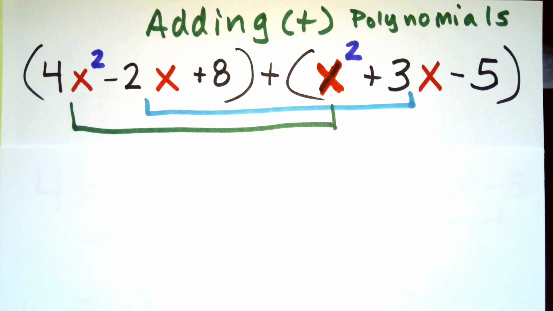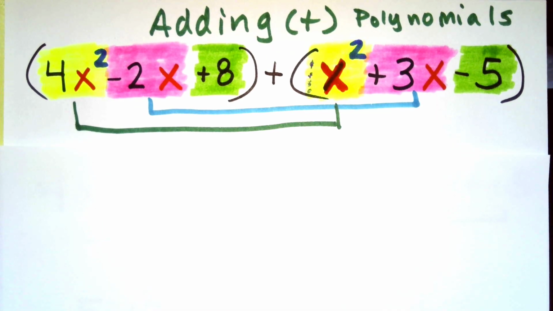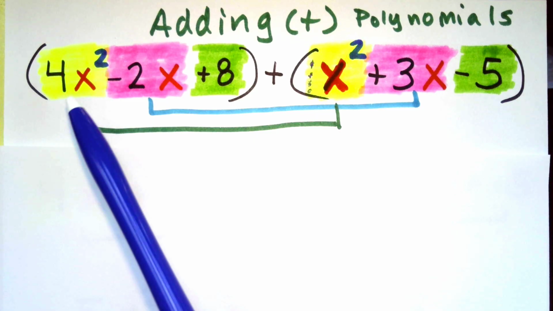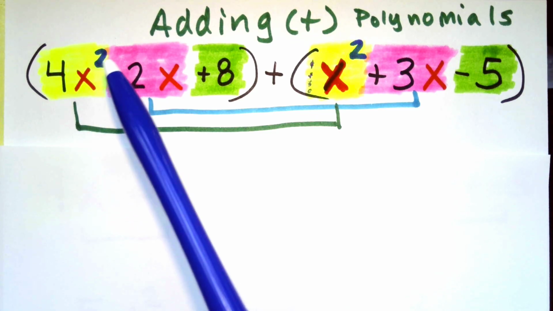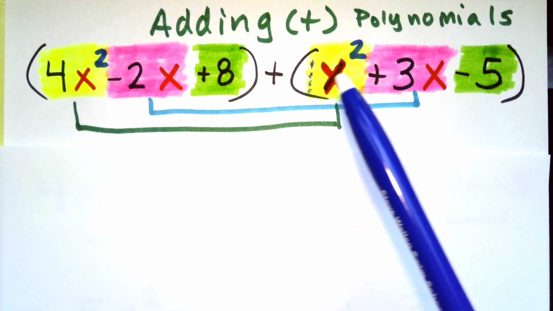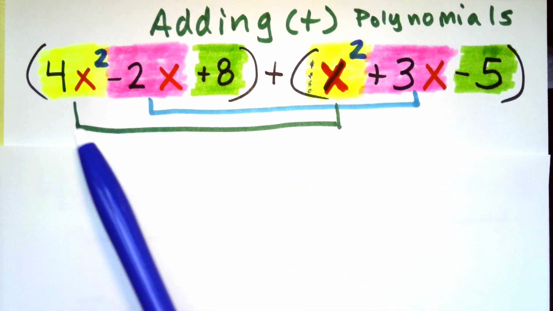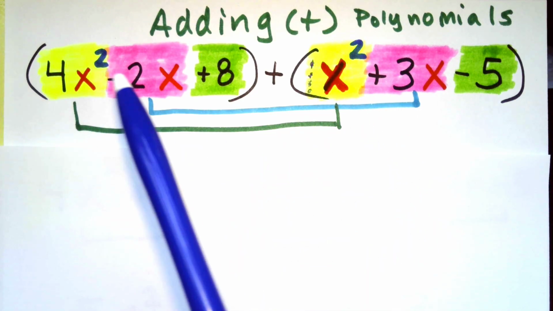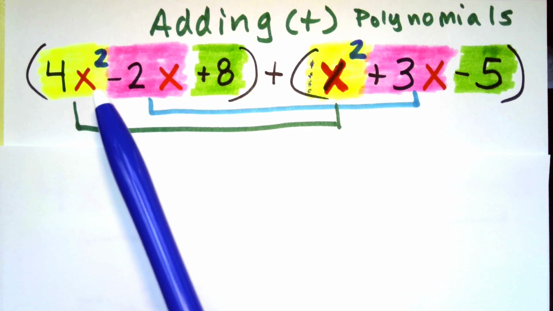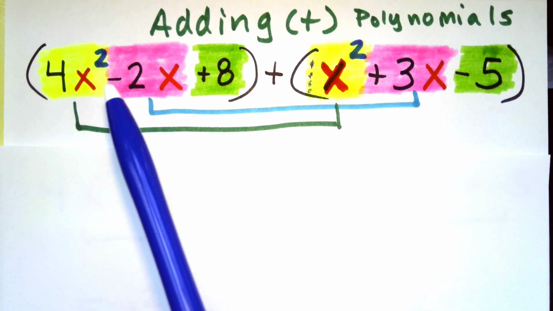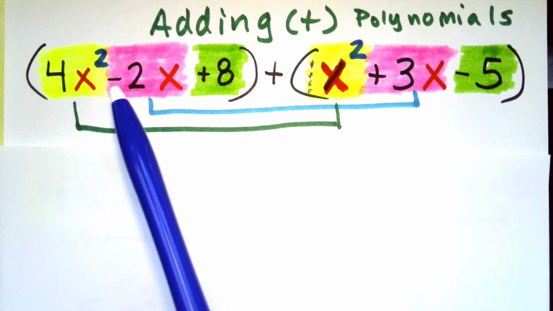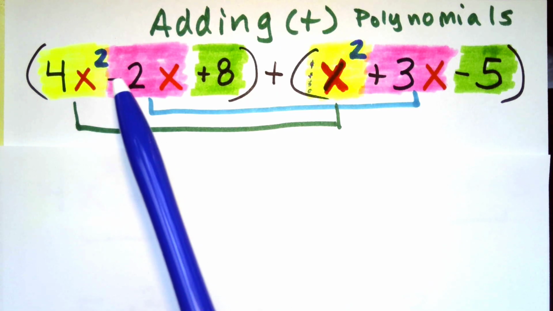Let me try to help you with a visual if you're having a hard time seeing this. So again, like terms have the same variable and the same power. So here we have x to the second power, x to the second power, like terms. Now some people might say, hey, that's a subtraction. That's 4x squared minus 2. It's actually a negative 2. That subtraction symbol, a negative, goes with that 2.